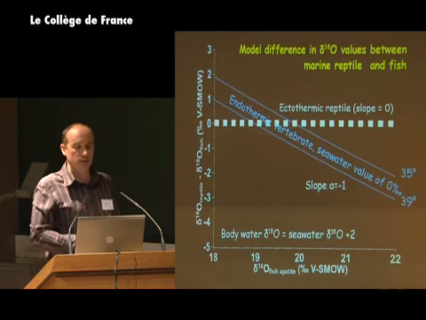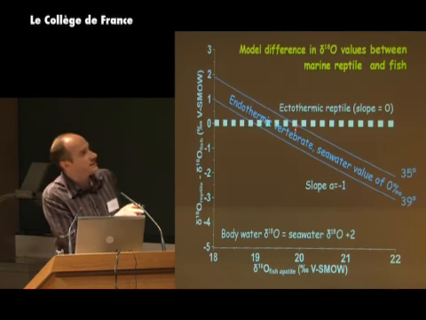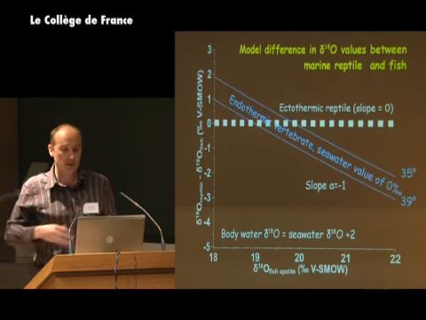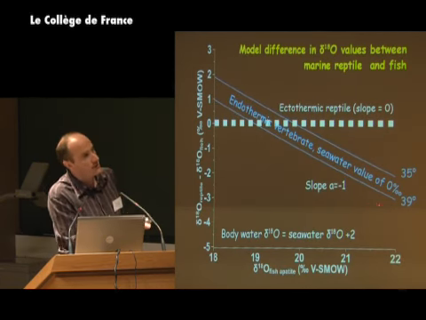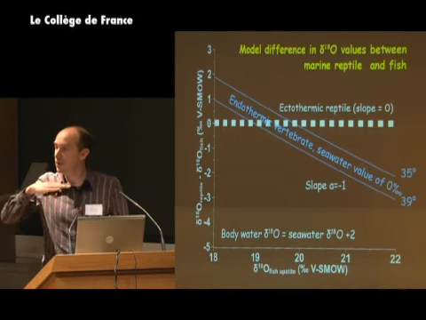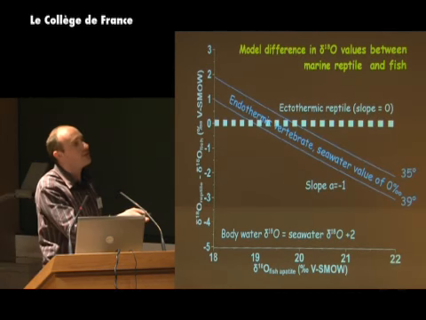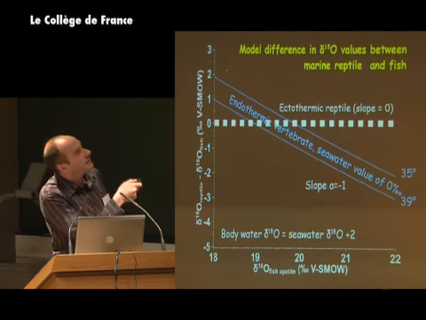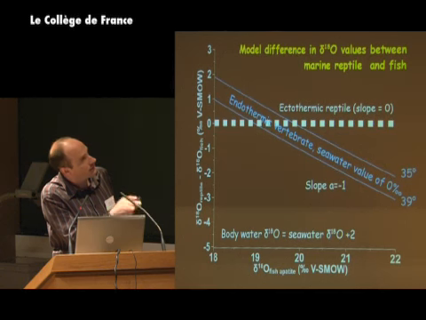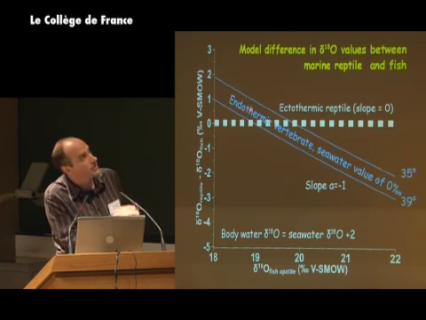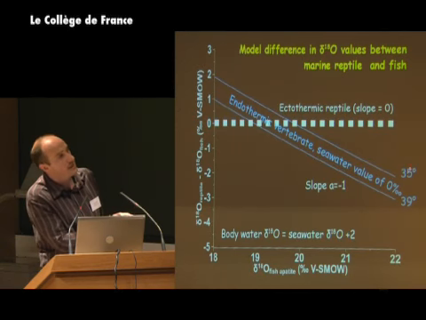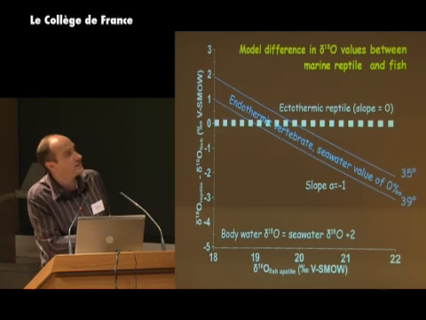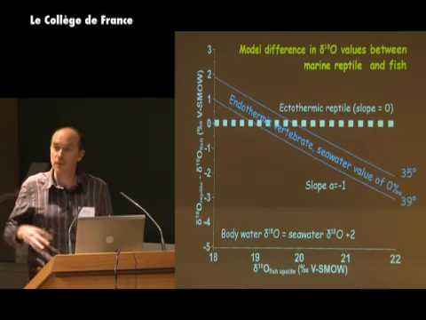If this reptile were endothermic, for a seawater value of 0 per mil, which is the modern seawater oxygen isotope value, we would have this. The values of this data would be encompassed between these two blue lines, for an animal between 35 and 39 degrees, and we would have a slope of -1.